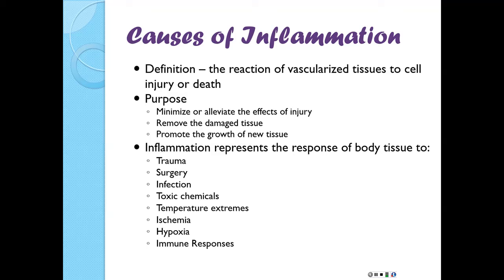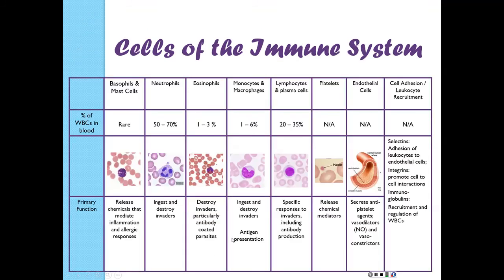Things that can cause inflammation can range from all sorts of trauma, injuries, infections, chemicals, lack of oxygen, so hypoxia. Many different things can cause inflammation. So it's anything that injures our cells.